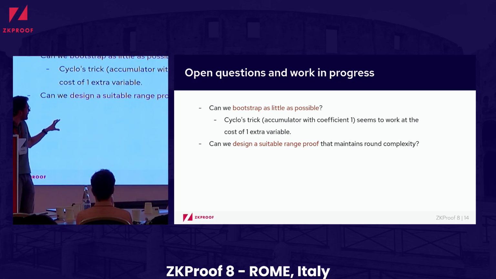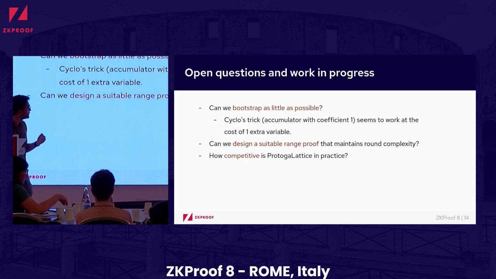Also, there is a major open problem, I would say the main one, which is designing a range proof that is suitable to this protocol in the sense of maintaining round complexity. This is a constant round range proof that behaves well with ProtoGalaxy Lattice. We're also looking at options, but we haven't really come up with a full range proof yet. So we're also very happy to hear your input on this.